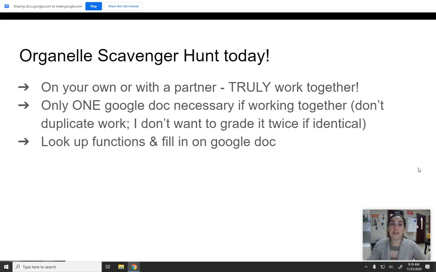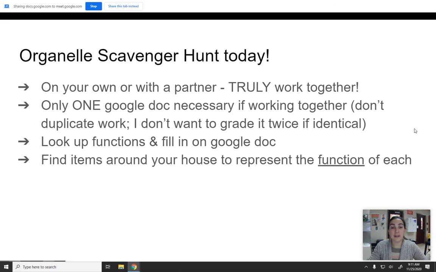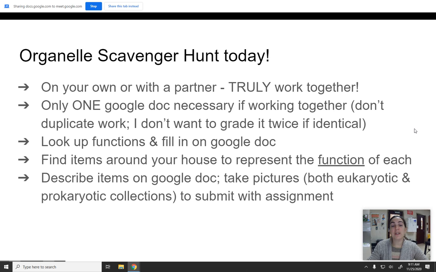The first thing you need to do is look up the functions of these organelles and fill that in on the Google Doc. And then you're going to find items, like I said, in your house or outside of your house that represent the function of each organelle. Not what they look like, but the function and the job of what each one does in a cell. You can be pretty creative here. You'll need to describe your items on the Google Doc and kind of why you selected them.